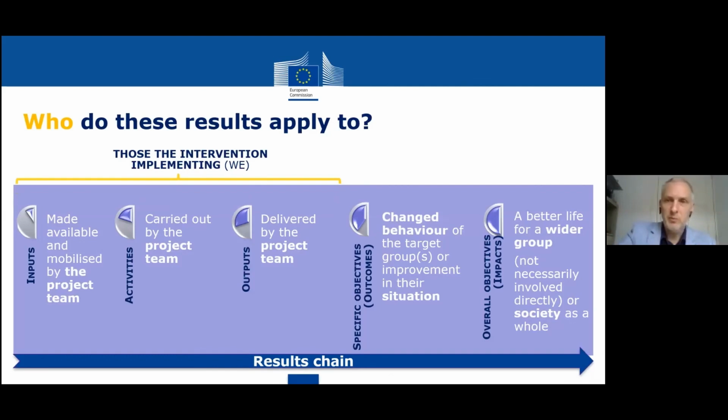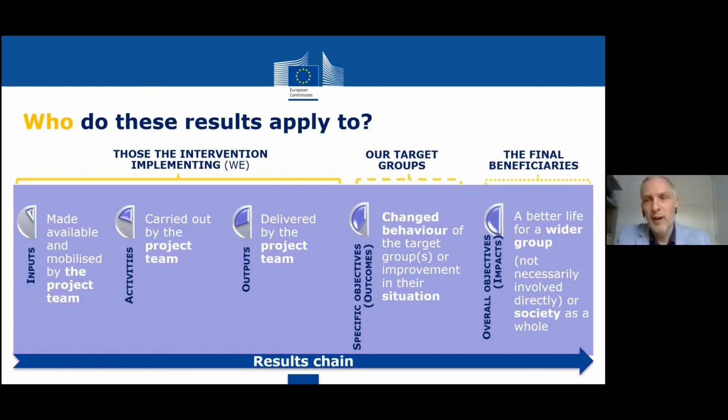So what about the outcomes? Well, the outcomes refer to change in behavior or circumstances of the target group, not our change. So the teachers in the vocational education example. And as we said, we cannot force them, so we should hope we can influence them, and then they have to do something. And if we talk about impacts, then we talk about final beneficiaries. This is a much wider group, and they may not be involved at all, or only sideways in the intervention.